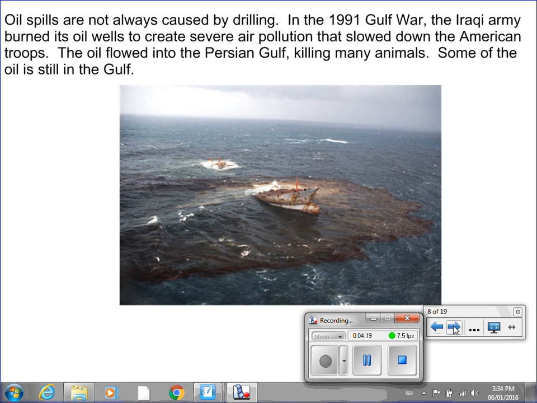Oil spills are not always caused by drilling. In the 1991 Gulf War, the Iraqi army burned its oil wells to create severe air pollution that slowed down the American troops. The oil flowed into the Persian Gulf, killing many animals. Some of the oil is still in the Gulf.